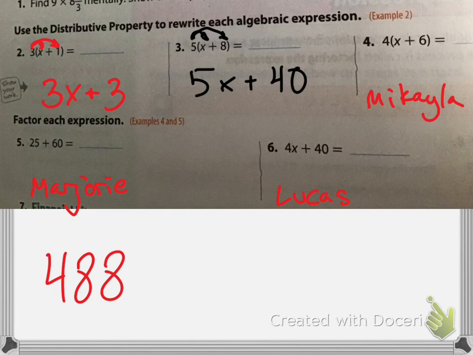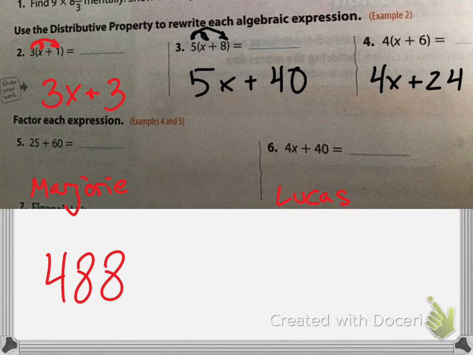Michaela, number 4. So first you just do 4 times x, which would just be 4x, and then that would be plus, and then you would do 4 times 6, which is 24. Perfect. We always have to multiply times everything on the inside.